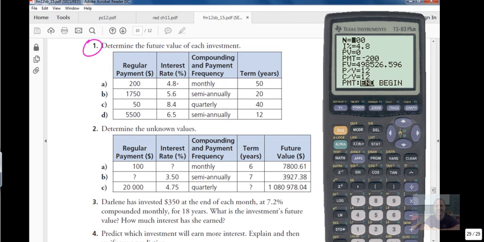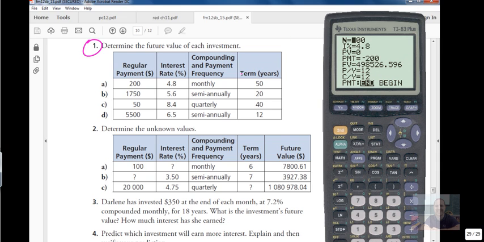So for 1A, okay, I'm doing 1A, that's the data for 1A up there. Now how did I get that? Regular payment, that's right here. We said that if you're paying out, if it's going out, it's negative. So that's a negative 200. Okay, goes in there. Interest rate, 4.8. Compounding and payment frequency is monthly. So that means P/Y and C/Y is 12. Okay?